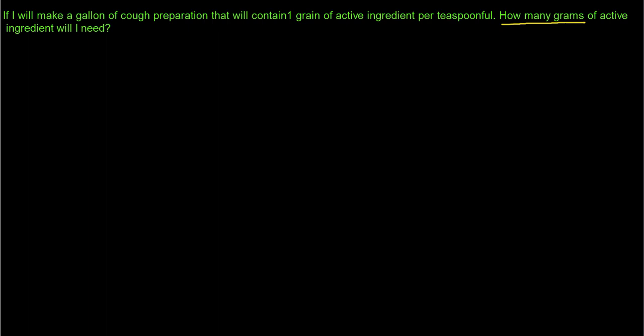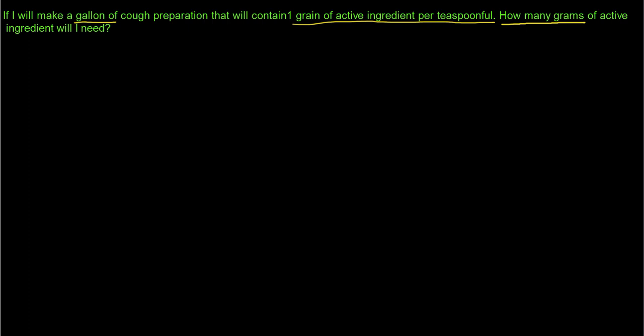And so this is more or less a straight up conversion with a slight twist, because you want to pay attention to the quantity you're making. You're making a gallon, and it gives you some kind of a concentration of 1 grain per teaspoonful. Now the grain is a measurement of mass, and it's supposed to have been the weight of a grain of cereal.